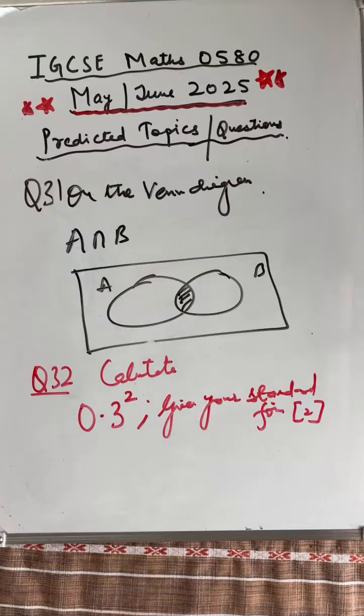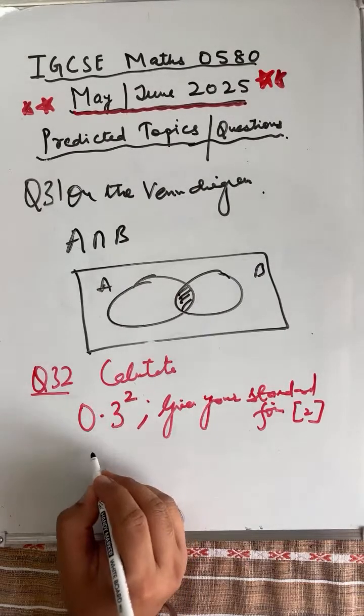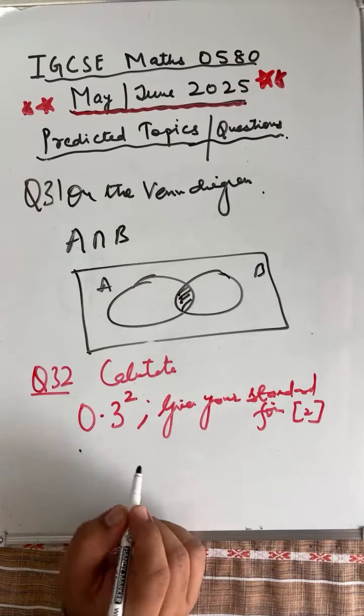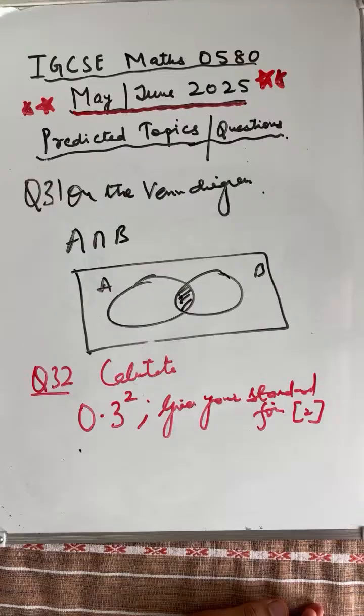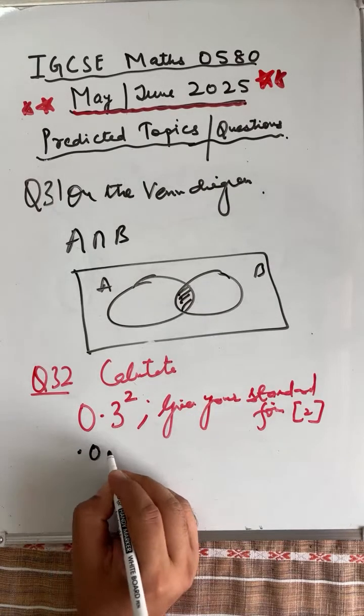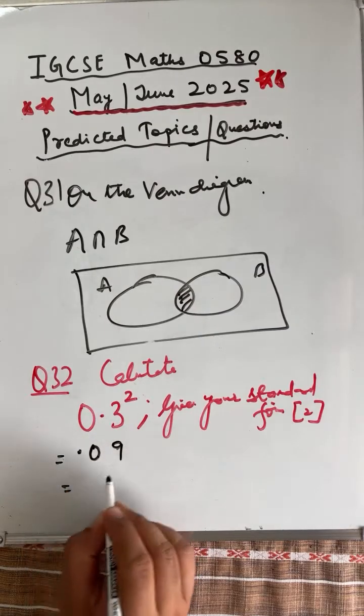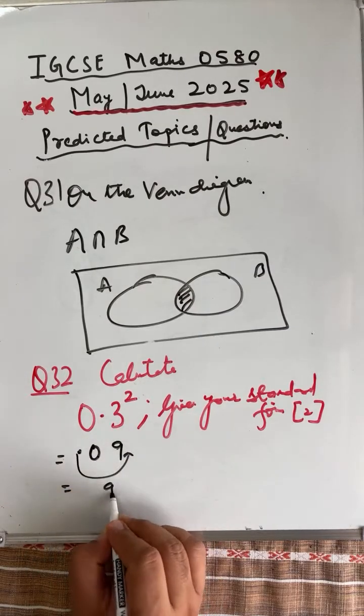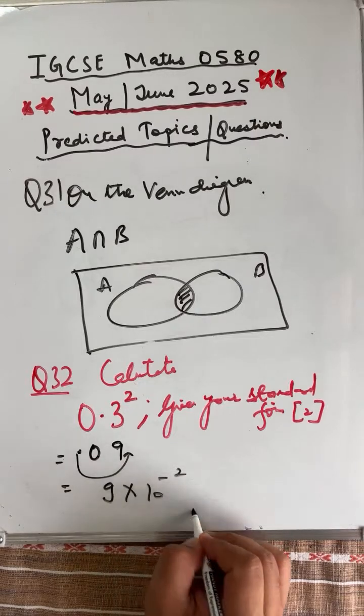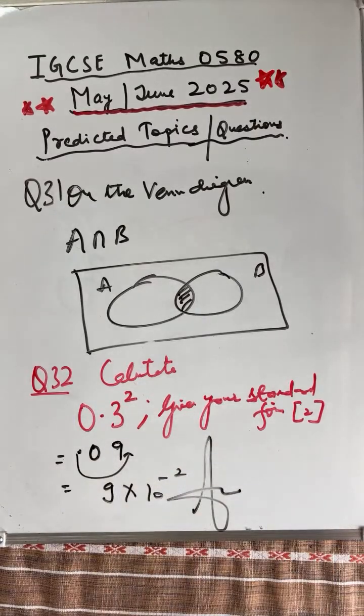Now we know that 0.3 square will be, Pradeep has written 9 into 10 raised to the power minus 2. Very good, Pradeep. This will be 0.09. So we have to shift the decimal here. So 9 into 10 raised to power minus 2 will be the correct answer.